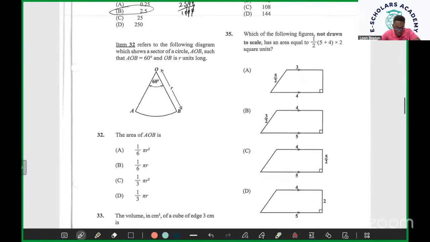Item 32 refers to the following diagram, which shows the sector of a circle AOB, such that angle AOB is 60 degrees and OB is R units long. So the area of AOB would be 60 over 360 multiplied by pi R squared. So 60 over 360 breaks down to 1 over 6 times pi R squared, which is A.